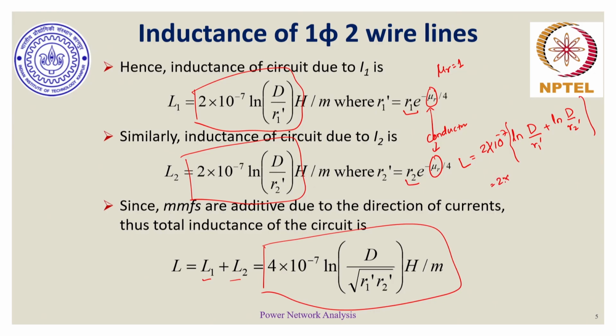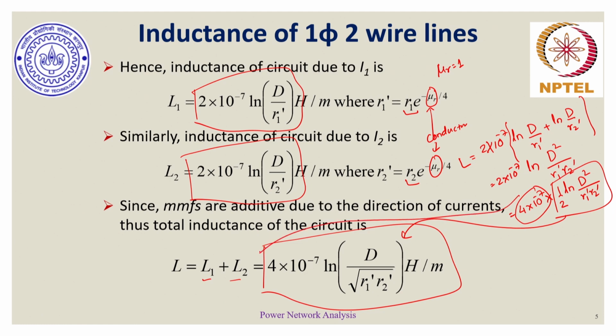This can be rewritten as 2 into 10 power minus 7 times the sum of two logs with common base, which is also equal to the log of the product of these two arguments. So basically I have d square by r1 dash into r2 dash, which can also be rewritten as 4 into 10 to the power minus 7 multiplied by 1 by 2 natural log of d square by r1 dash r2 dash. This term is nothing but the term present over here, and 4 into 10 to the power minus 7 is the term present over here.